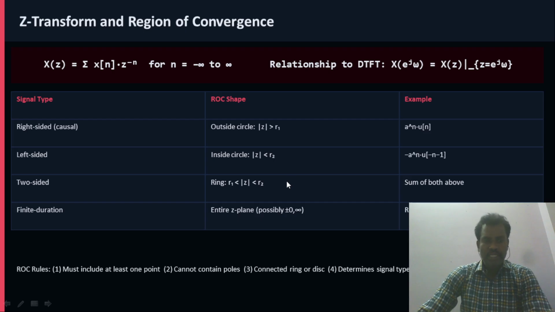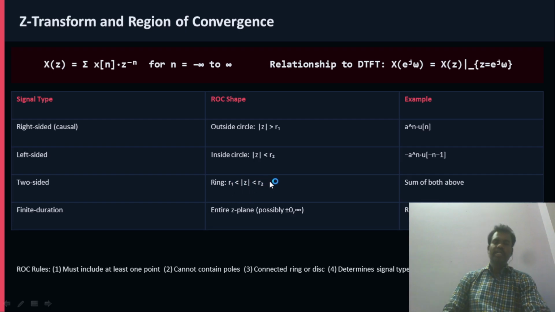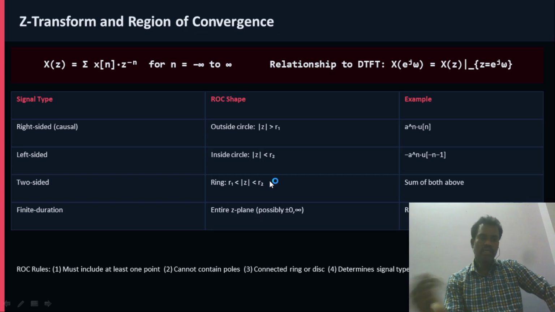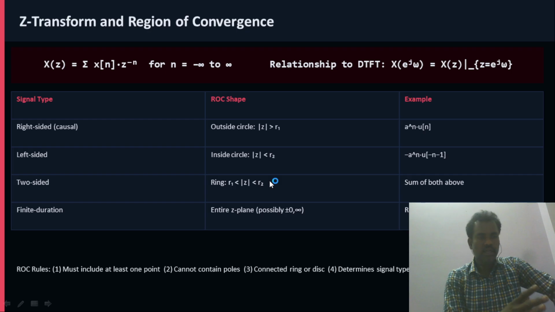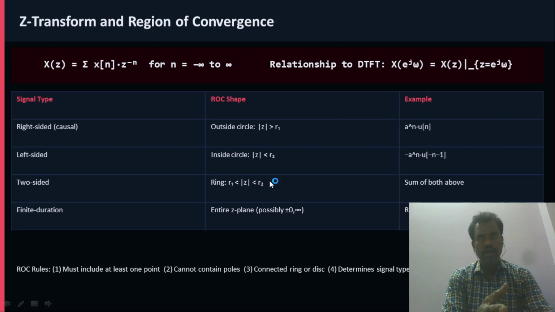Similarly, for a two-sided sequence, if it has some samples in the positive instance of time as well as some samples in the negative instance of time, the Z transform exists in a ring, between two radii, R1 to R2, that is, Z greater than R1 and less than R2. And this is for infinite durations: all right-sided, all left-sided, or both right-sided and left-sided.